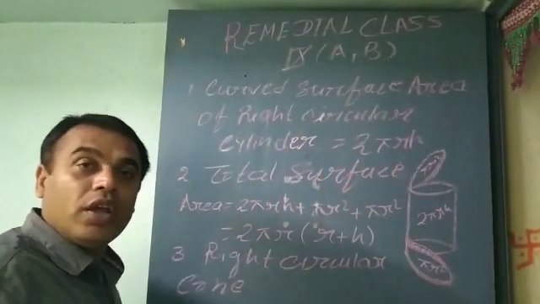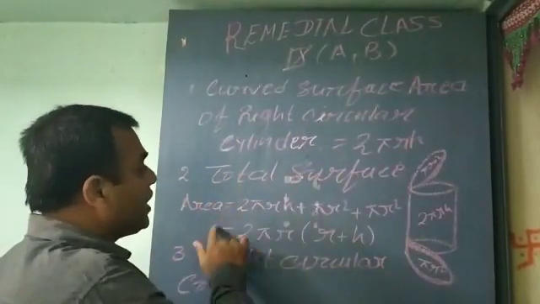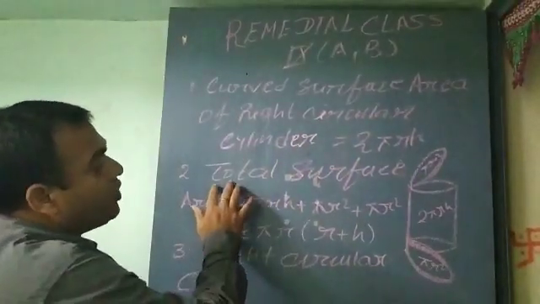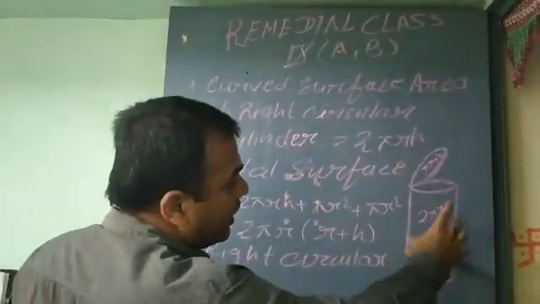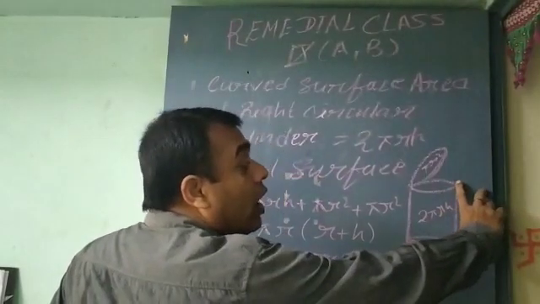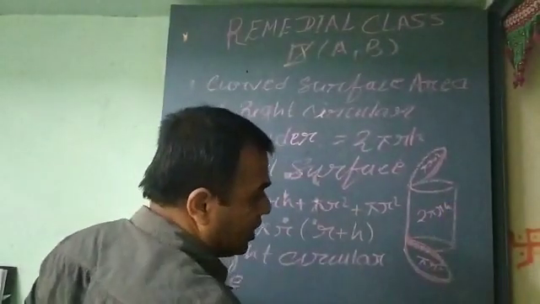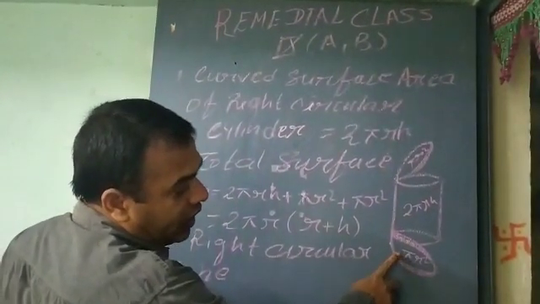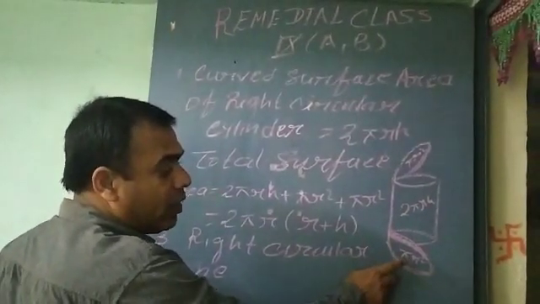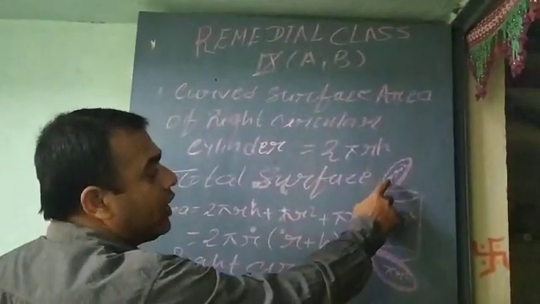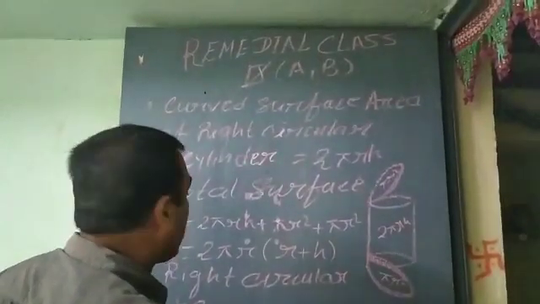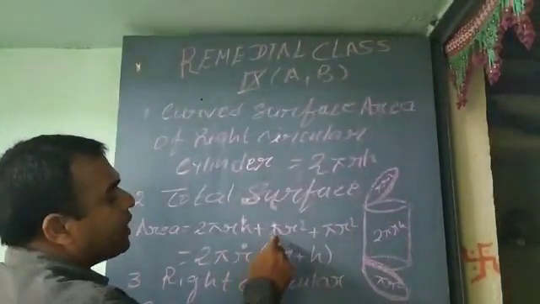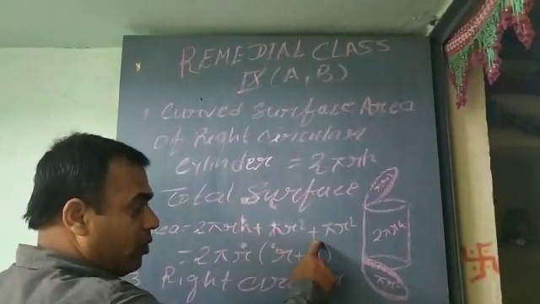Now today we are going to study the total surface area of the right circular cylinder. What do we mean by total surface area? This portion we have calculated by the rectangle, that is 2 pi rh. Now the upper lid and the lower lid are circular portions, so the area of each will be pi r square. So total surface area equals 2 pi rh plus pi r square plus pi r square.